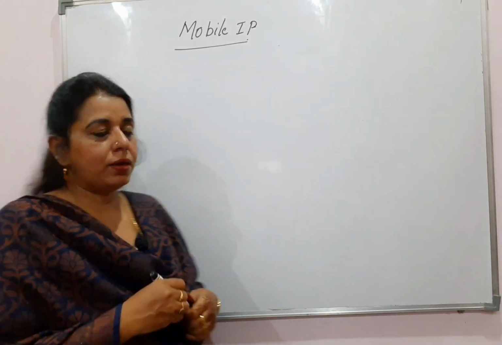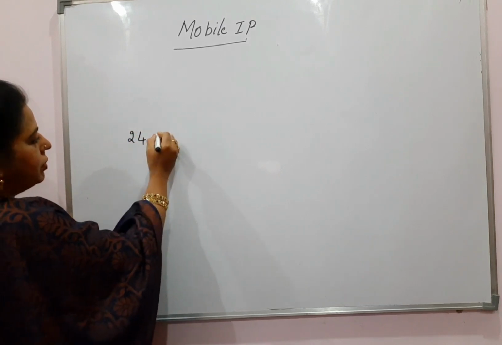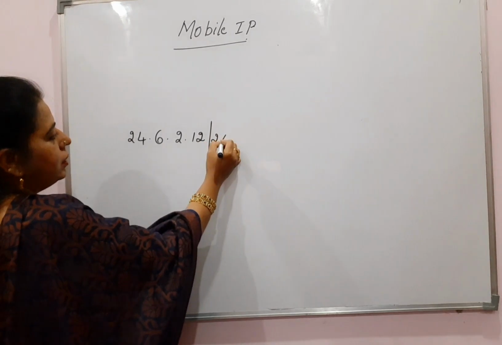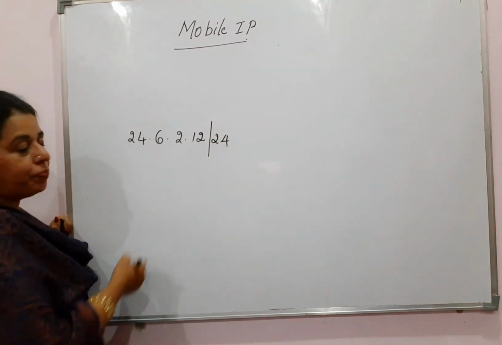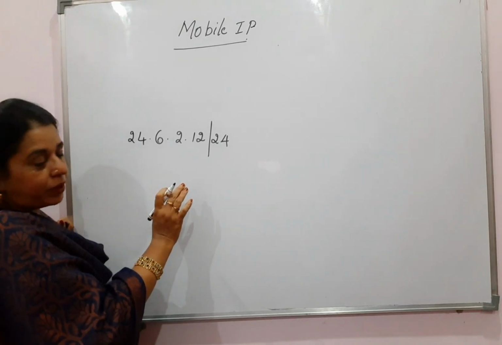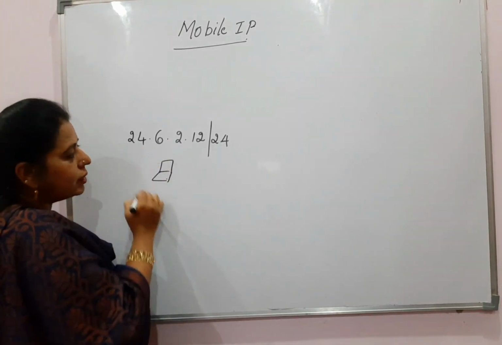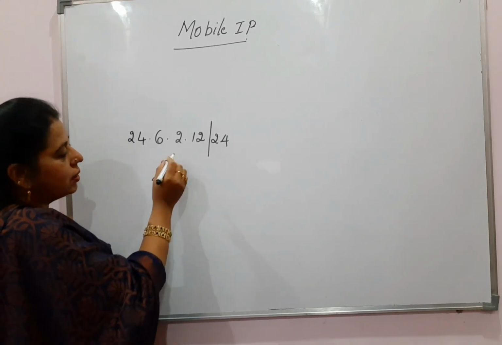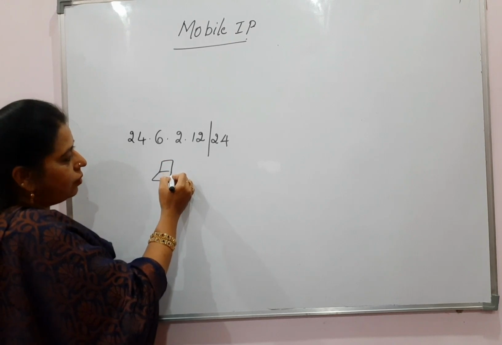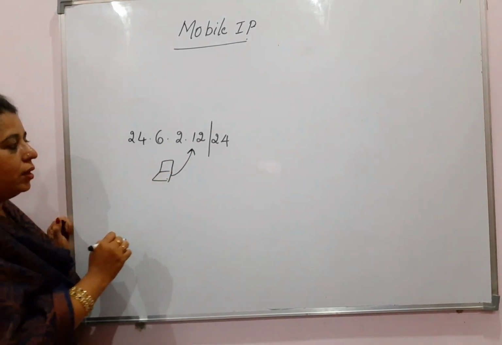Suppose an IP address is given to a host, which is 24.6.2.12, something like this. Its prefix value is 24. Now this IP address comes under one particular network, fine, and this host is in this network. We can say that this address is assigned, and this host is always connected to this network. It is present in the network. It is a stationary host.